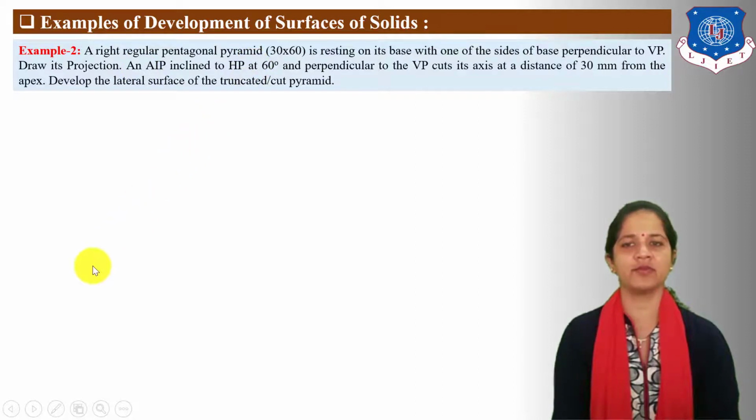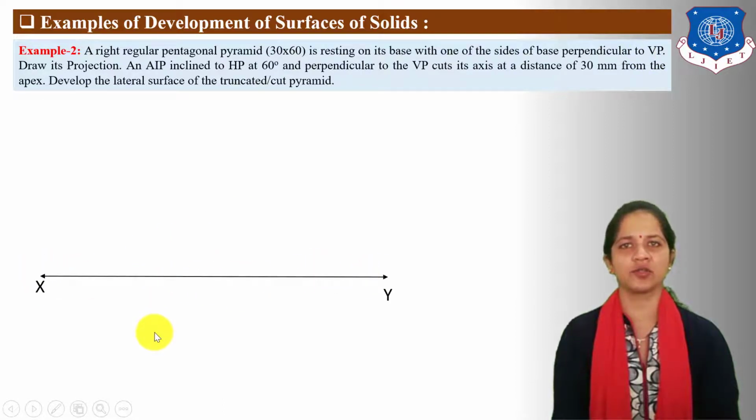So draw the front view above the XY line and the top view below the XY line, because the pentagonal pyramid is resting on HP on its base with one of its base sides perpendicular to VP. So first draw the XY line. Below the XY line draw the top view.